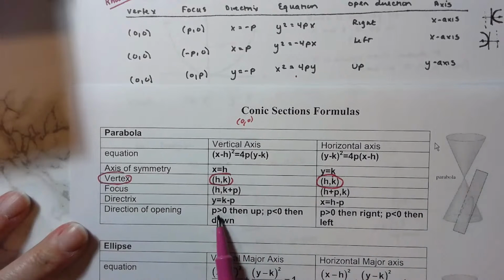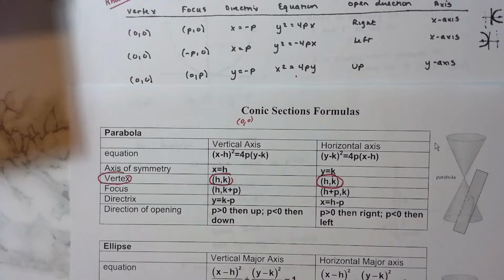And again, if p is positive, your parabola will open up, and if it's negative, it's going to open down. So opening up or down depends on the p-value. The focus will always be inside the parabola. The directrix will never touch the parabola. The focus will be p units from the vertex, wherever it may be, and the directrix will also be p units from the vertex, wherever it may be. It doesn't matter if it opens up, down, left, or right.